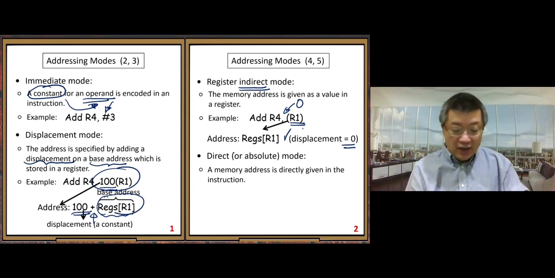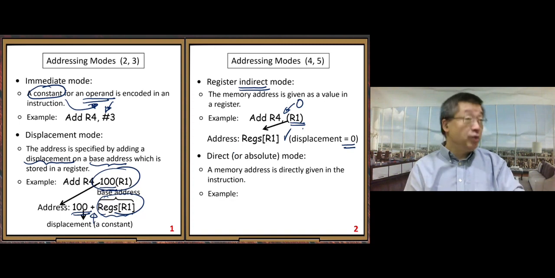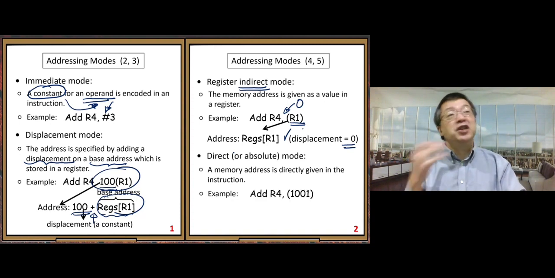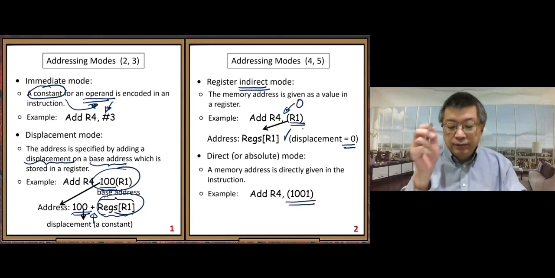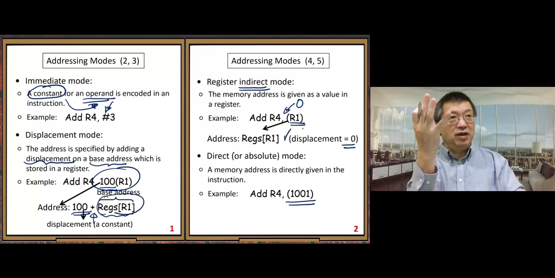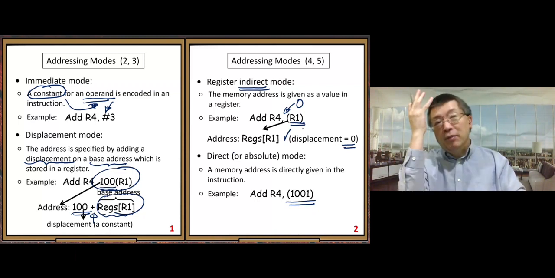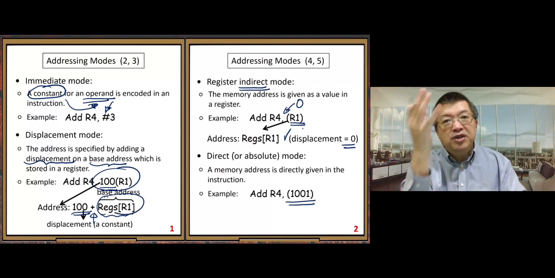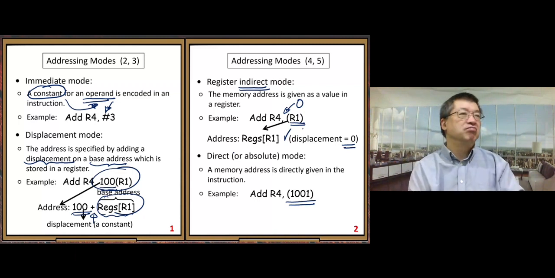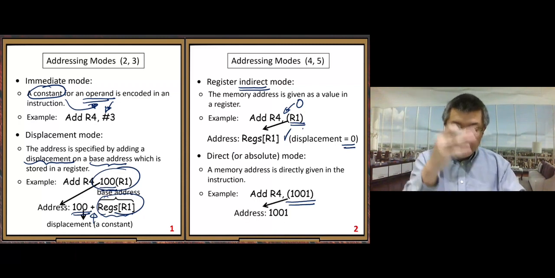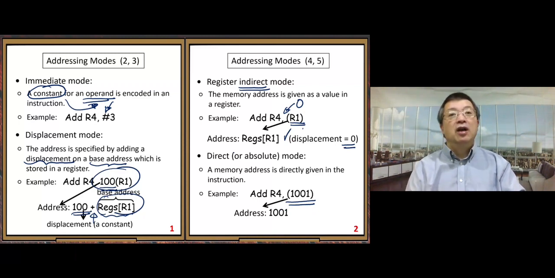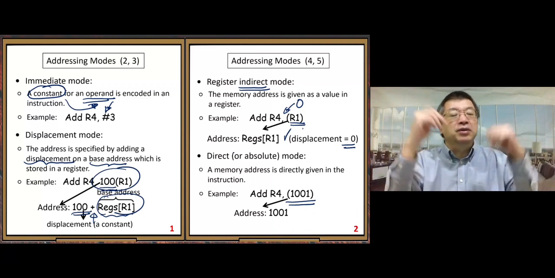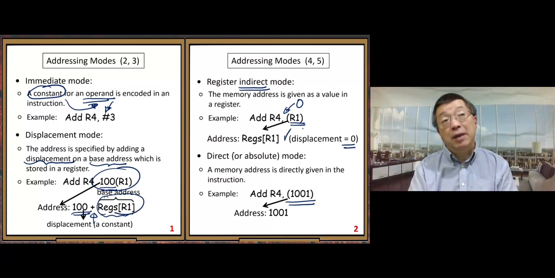Let's look at a simple example. How do we represent it? Here, it's easy. We use parenthesis around a constant. But that constant this time represents a memory address. The meaning is just address equals this 1001. That's the direct or absolute mode. Direct or absolute mode.